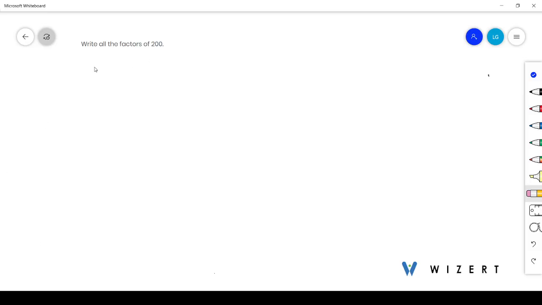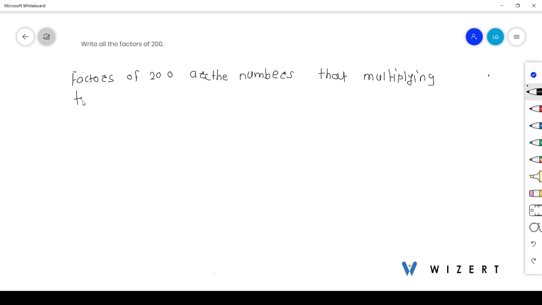Our question is, write all the factors of 200. Now, to find the factors of 200, factors of 200 are the numbers that, multiplying two natural numbers, gives the result 200. So, we can start with 1.